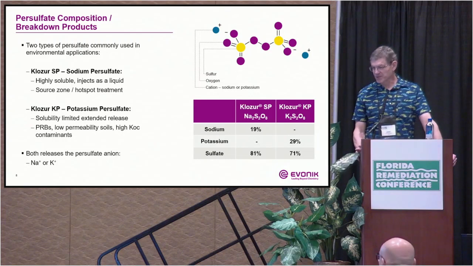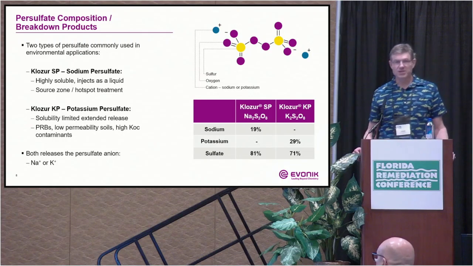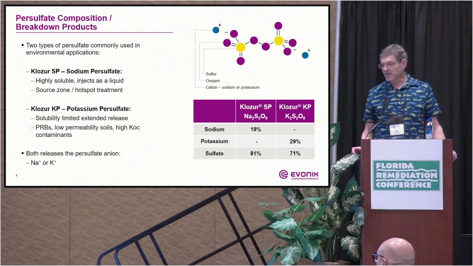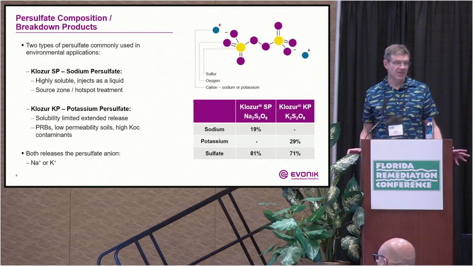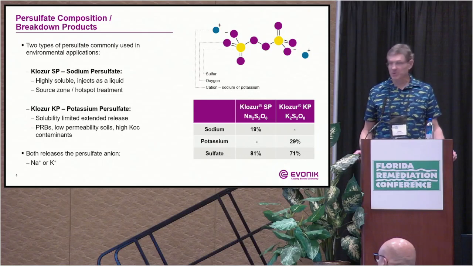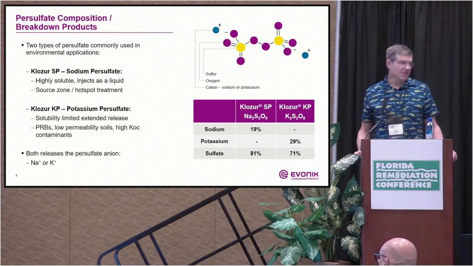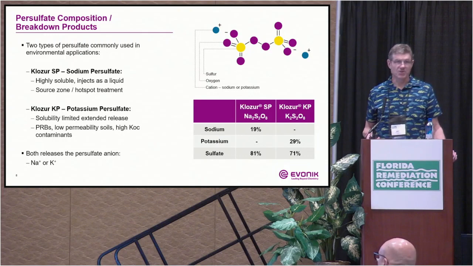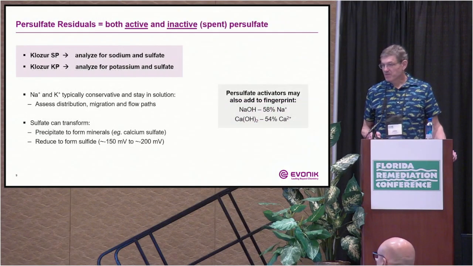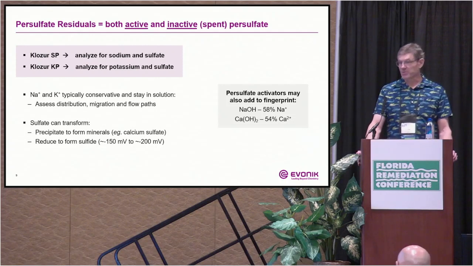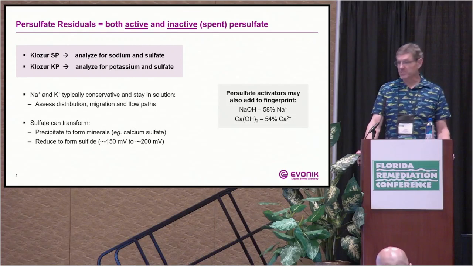And then when we start getting into the geochemistry, of course, we need to understand what the ratios of sodium or potassium to sulfate are, and that gets into the molecular properties. Sodium has a lower molecular weight than potassium, so sodium persulfate, or Closure SP, is about 19 weight% sodium, and Closure KP, potassium persulfate, is about 29 weight% potassium. So when you get into looking at the geochemistry, you need to know those things. If we're looking at Closure SP, we'd analyze for sodium and persulfate. KP, we would look for potassium and persulfate.